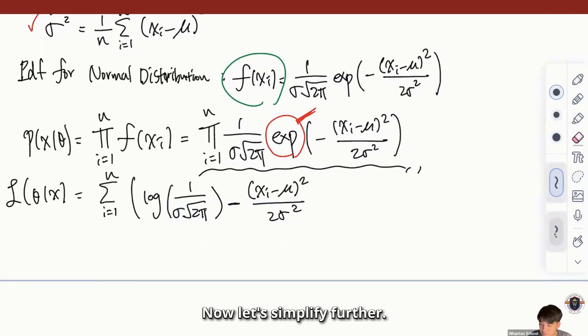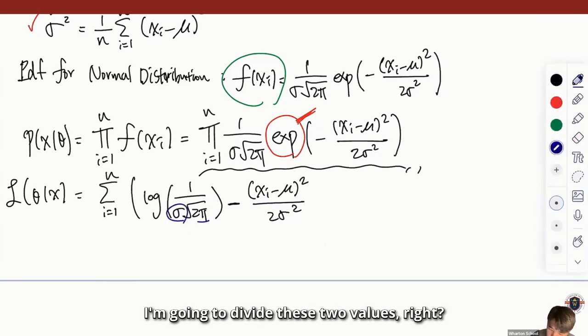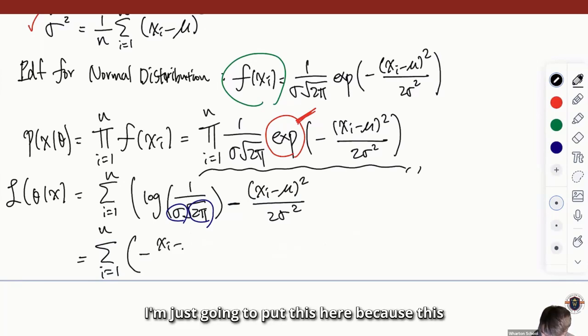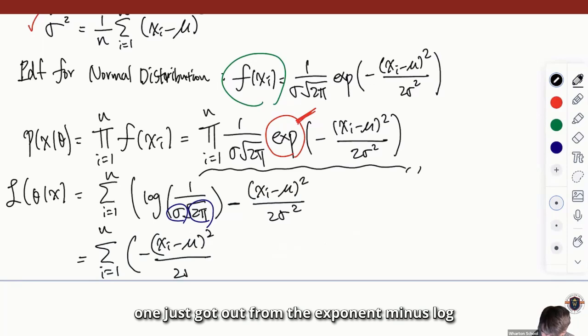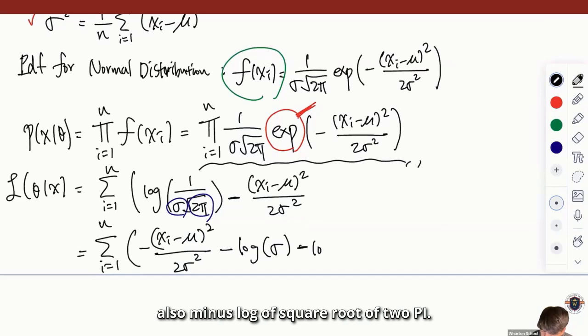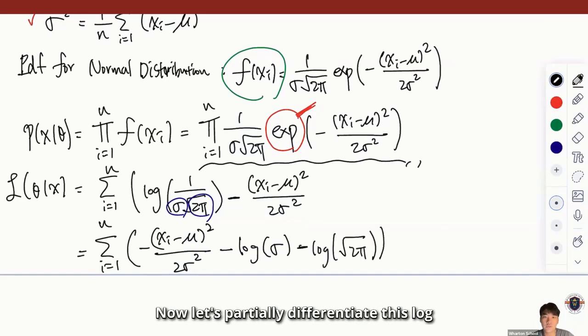Now let's simplify further. I'm going to divide these two values, right? So the sum from 1 through n. I'm just going to put this here because this one just got out from the exponent, minus log of sigma, because this was a fraction form, which we take a reciprocal of, and then also minus log of square root of 2 pi.